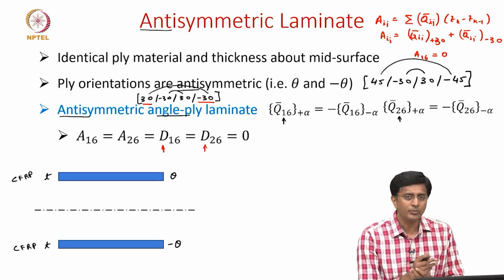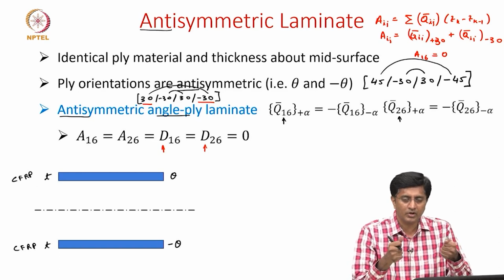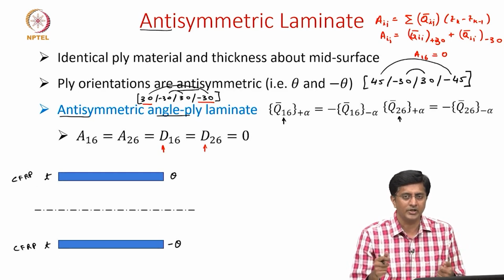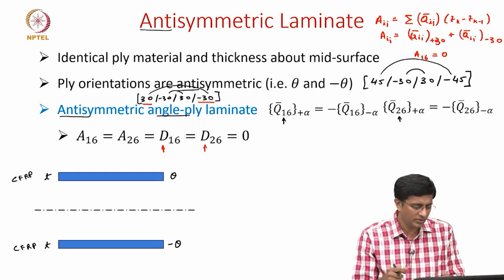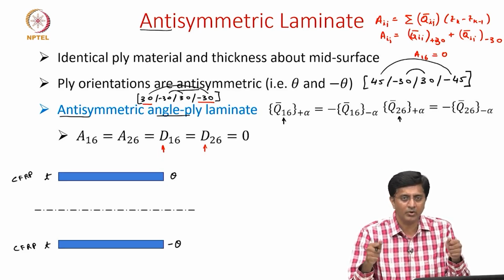This has some physical significance: A16 and A26 going to 0 means the extension-shear coupling is gone. So if normal forces are applied, there is no shear deformation in the laminate. Similarly, D16 and D26 we call the bending-twist coupling, meaning when a bending moment is applied, there is no twist happening in the laminate.